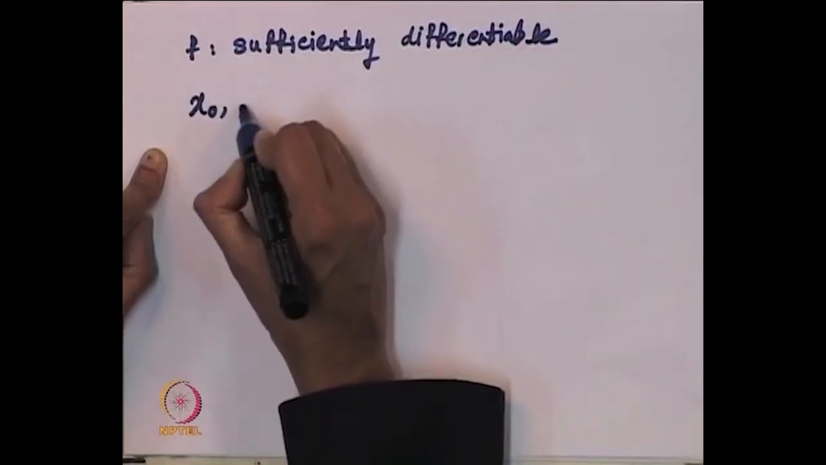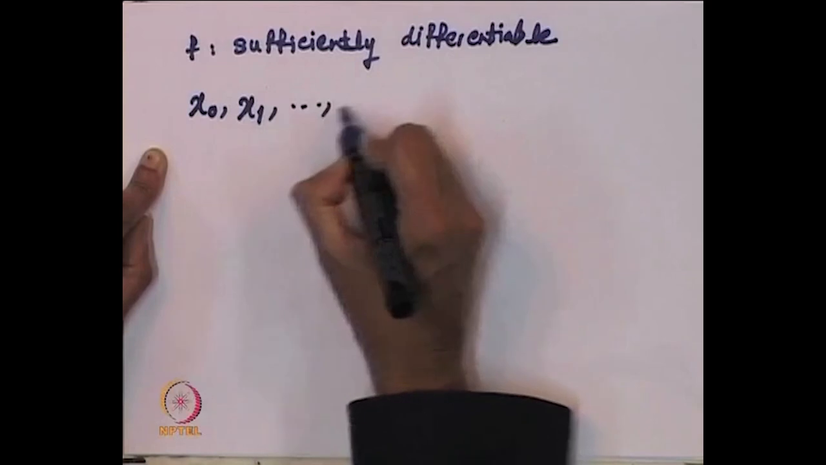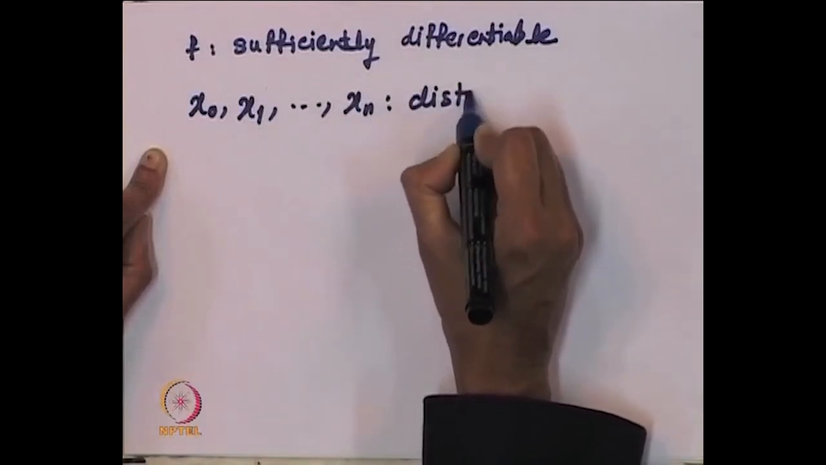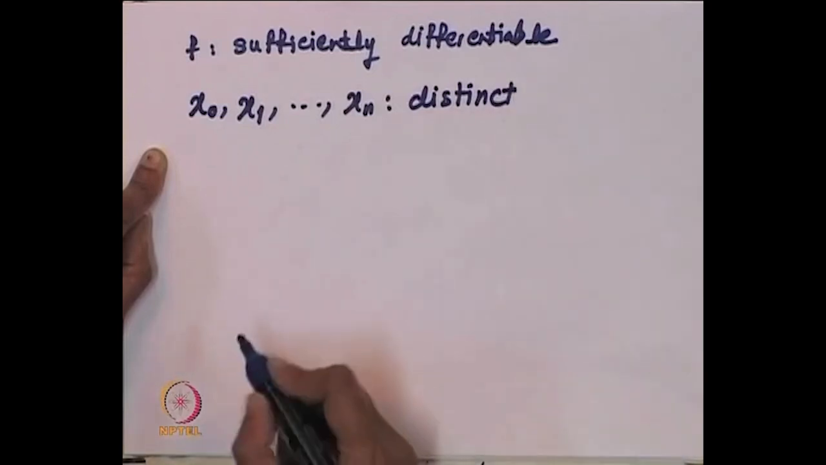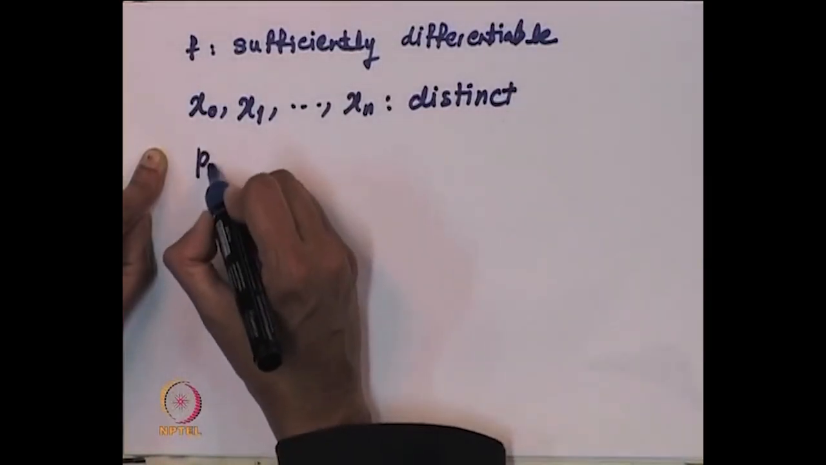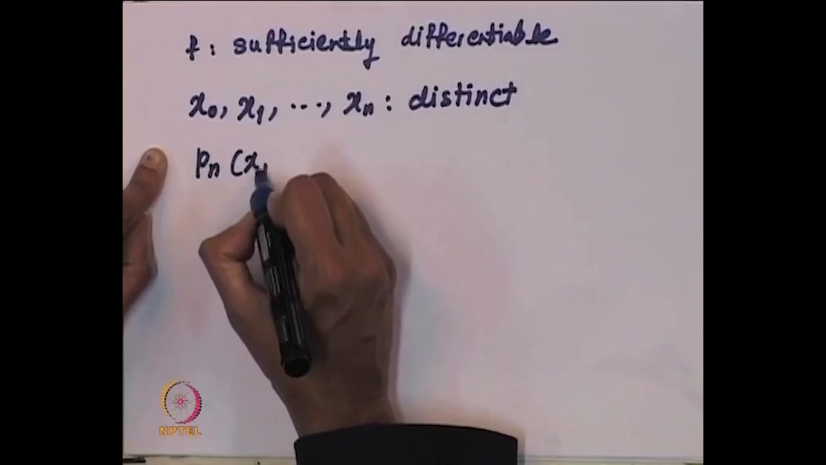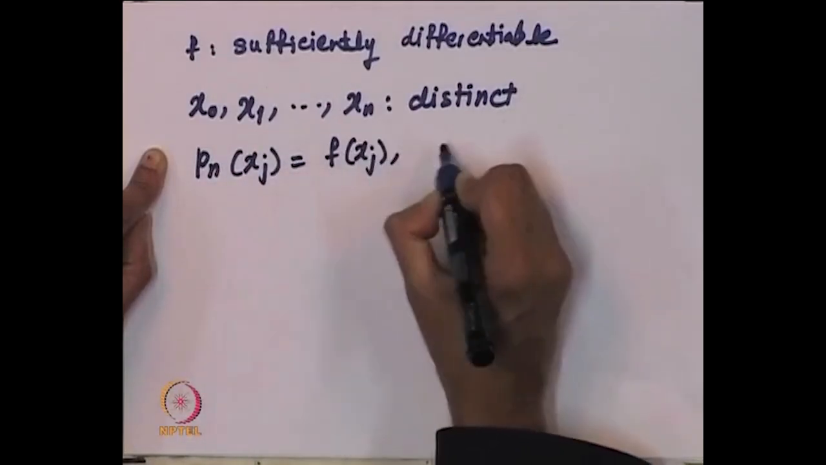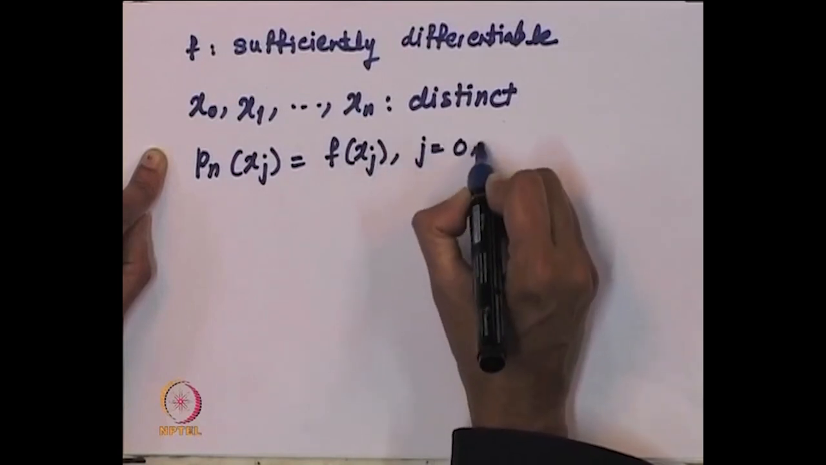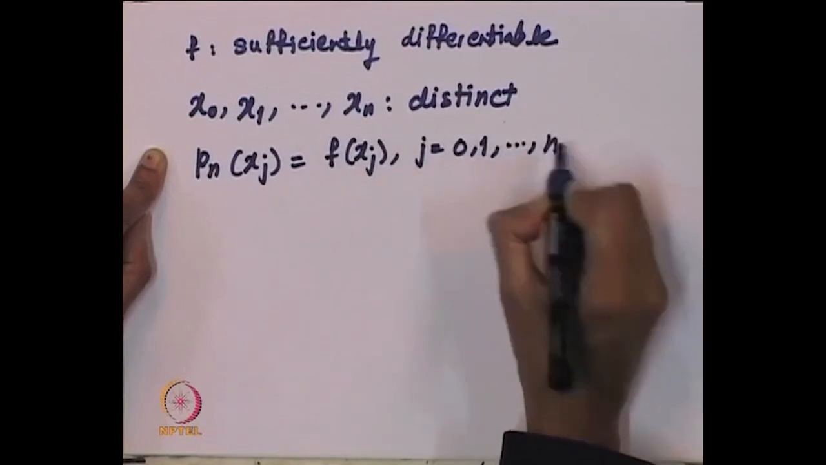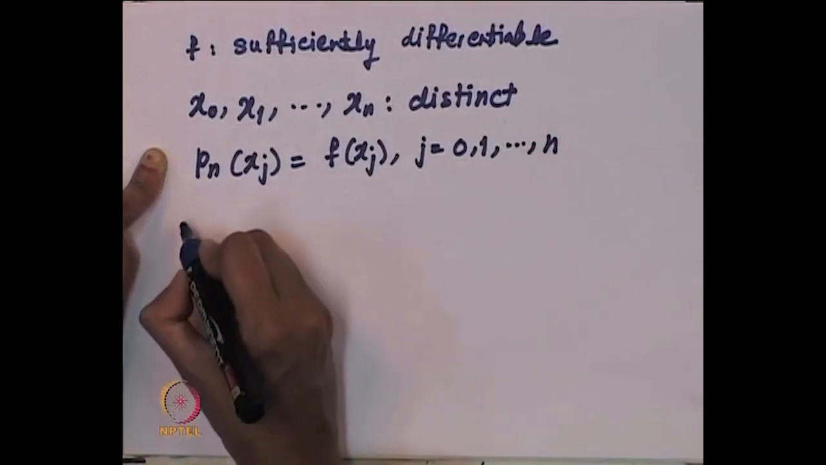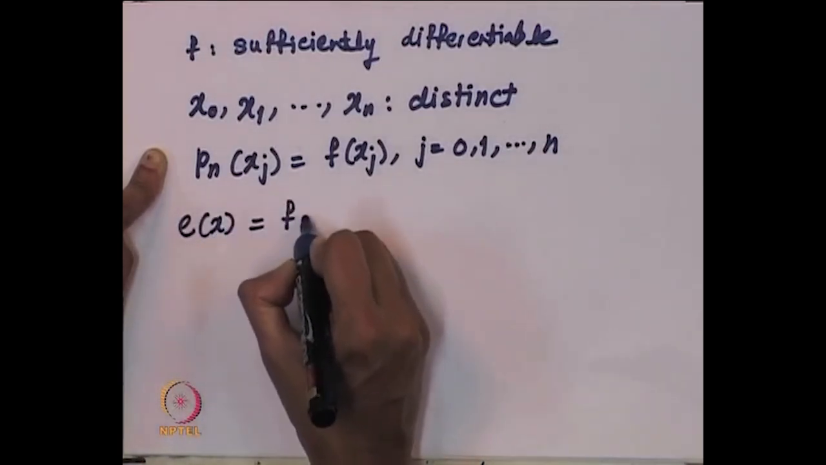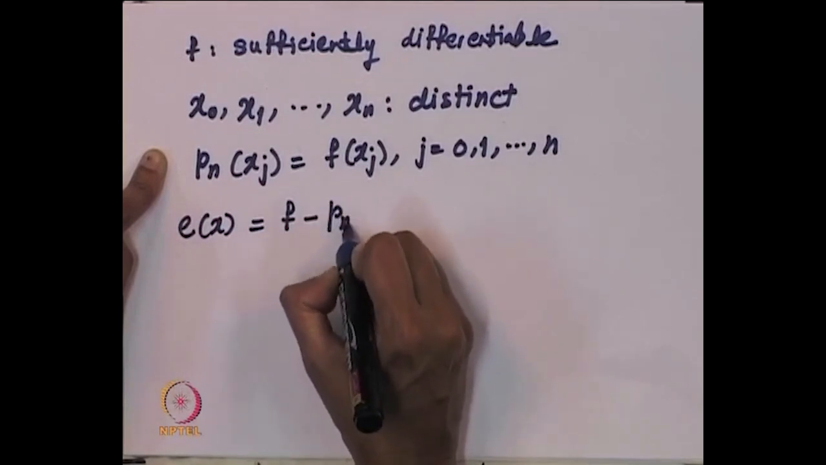x 0, x 1, x n, these are distinct points in the interval [a, b]. p n at x j is equal to f at x j, j is equal to 0, 1 up to n. So, let me define e of x to be the difference f minus p n.